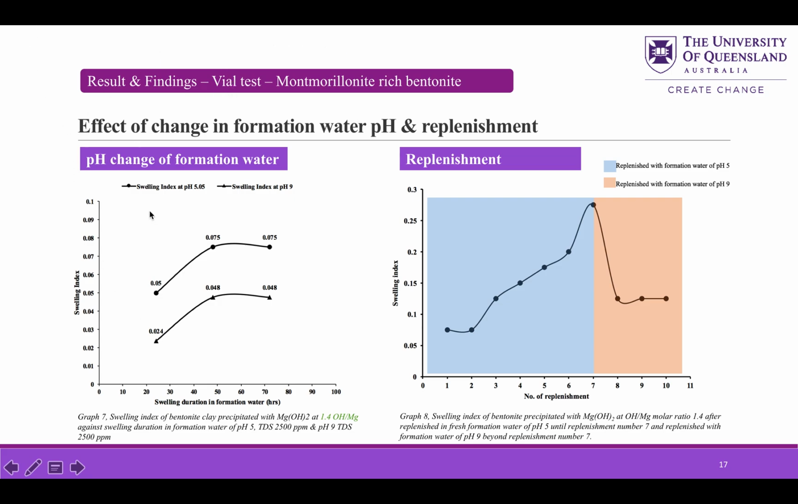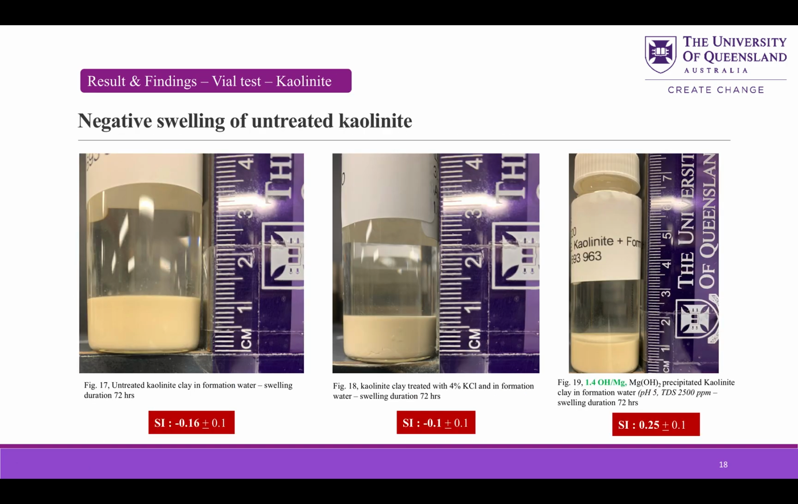The finding from this graph is that when we change the pH of formation water, at higher pH there is low swelling because the increase in Na+ cations neutralizes the negative charge of the clay sheets, and in replenishment you could see a drop in swelling at higher swelling index because of the reverse osmotic effect. And in the case of kaolinite, negative swelling was observed, and this is mainly because of the limitation of the wild test method itself, whereas positive swelling was observed when treated with magnesium hydroxide. And this was strange, and it might be because of the different quantity of reagent used.